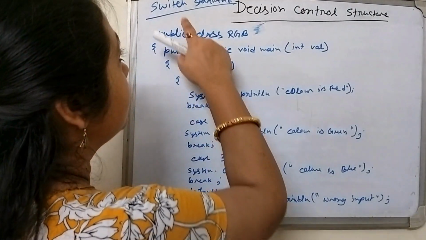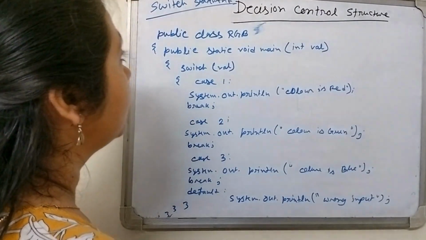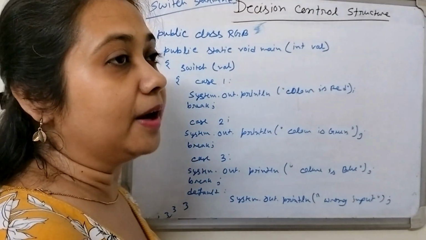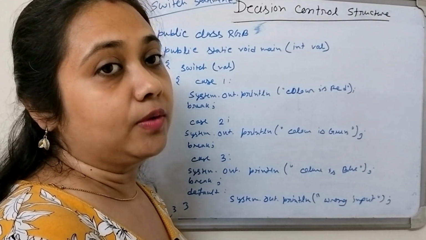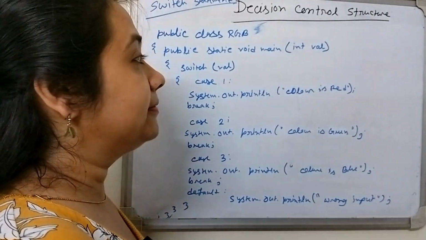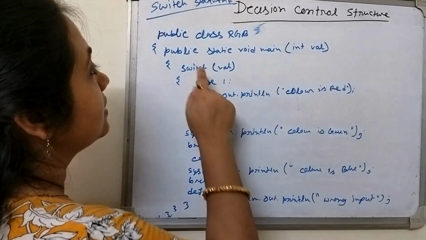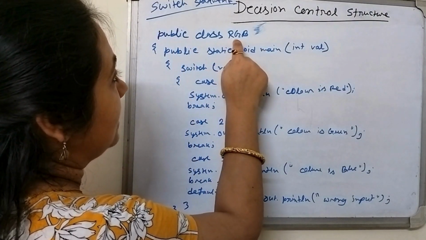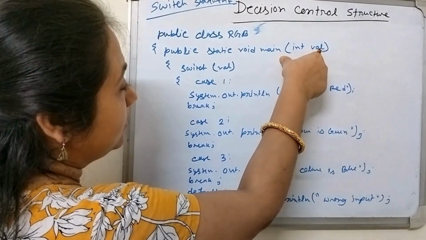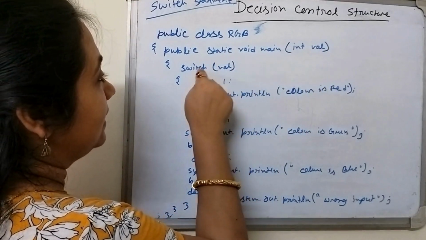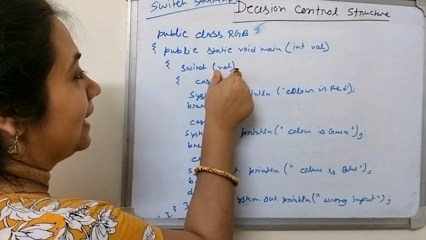Next part is the switch statement. What is the switch statement? A switch statement is where we study some cases, we are giving some cases and we have to execute the program. Suppose we declare a public class RGB, we have to input some value, and in this switch word we have to pass the value.